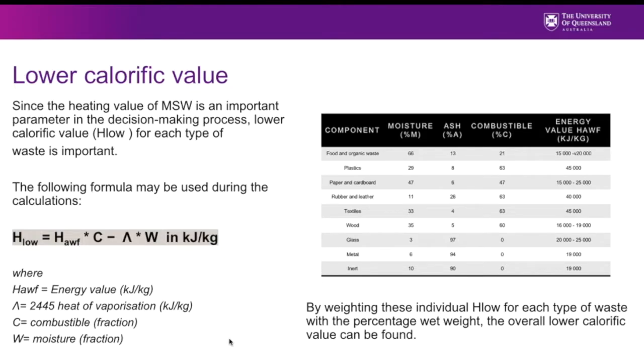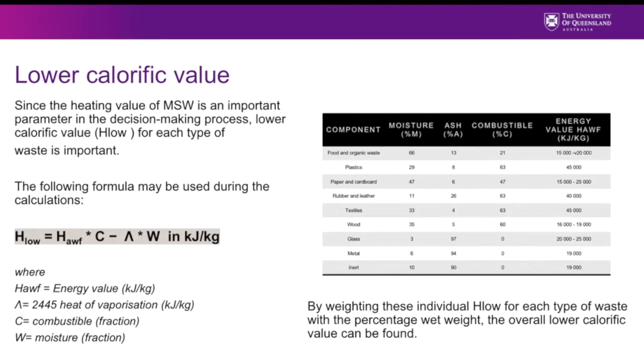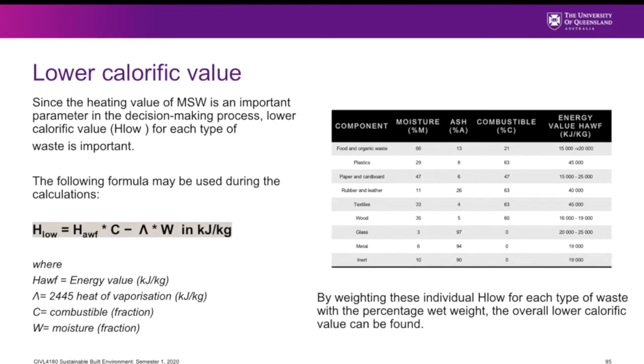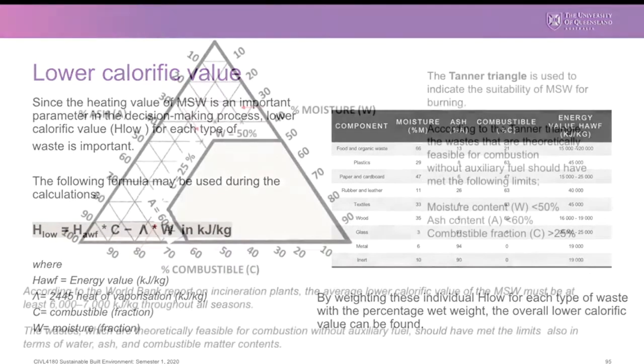All right. So the right side of the equation contains the heat of vaporization and the moisture fraction. By weighting these individual energy values for each type of waste with the percentage wet weight, the overall lower calorific value can be found. And I'm going to explain now why this is important.